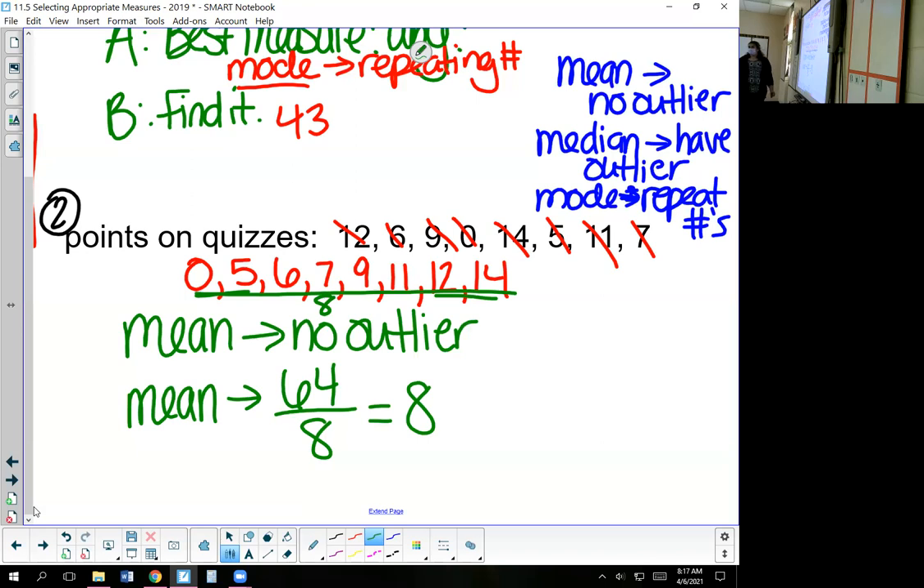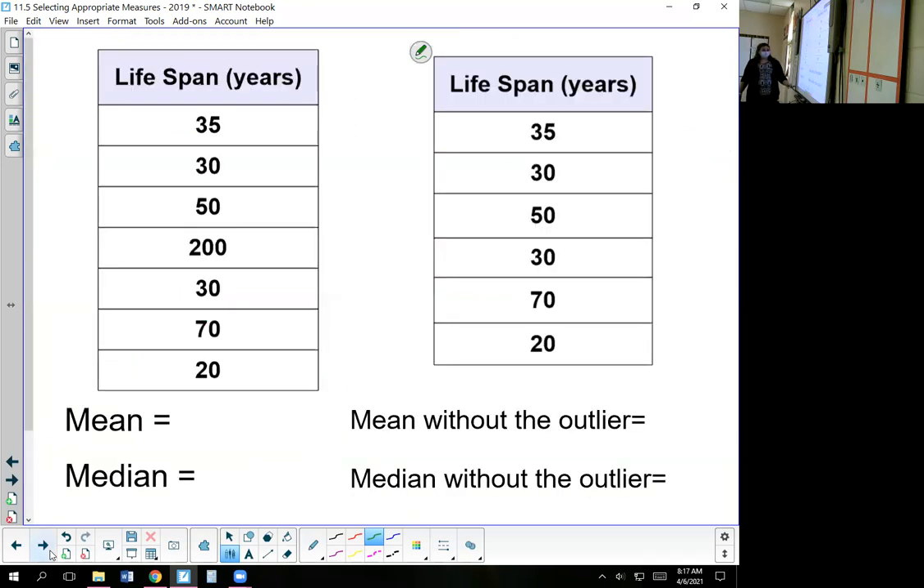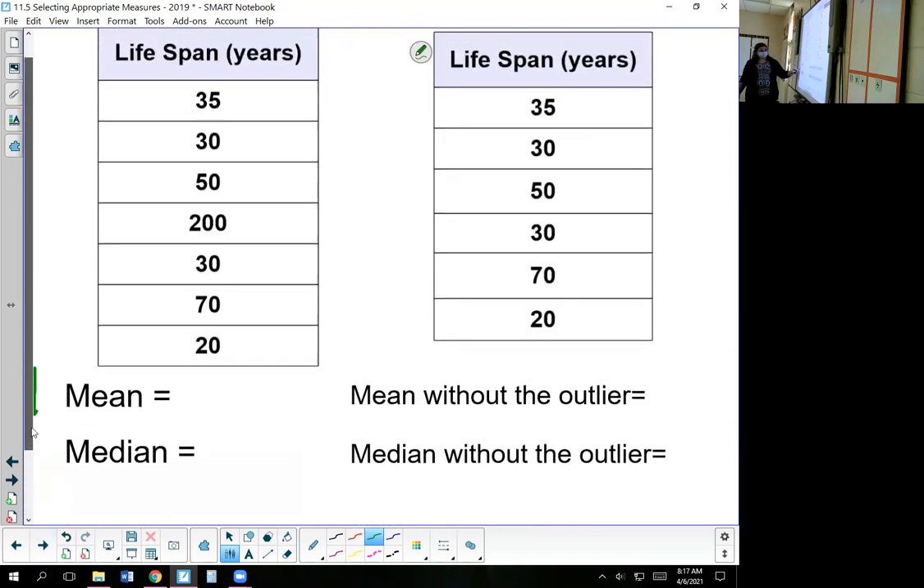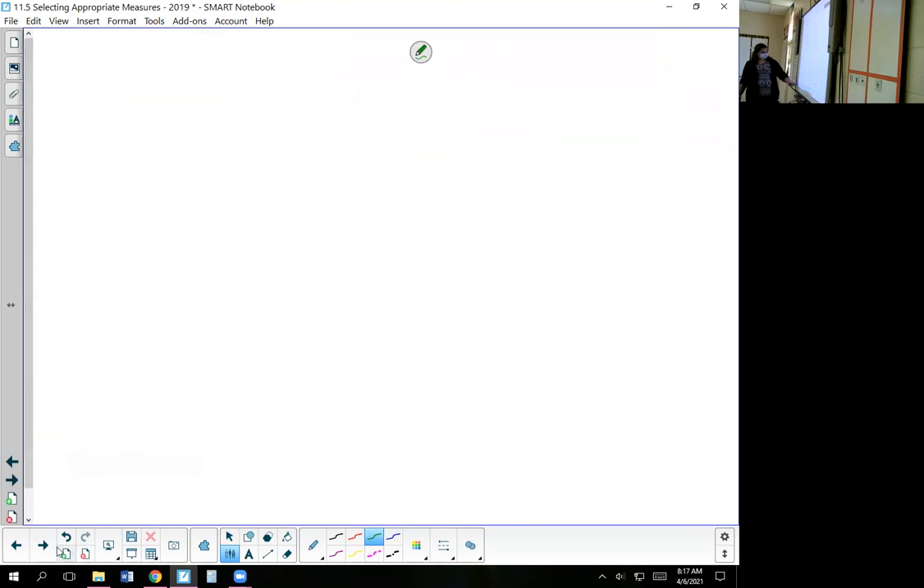Okay. All right, let's see if I had anything else here. Okay. All right, let's do this example. Go ahead back to your seat. What do I do here? Oh, I guess is this my last one?